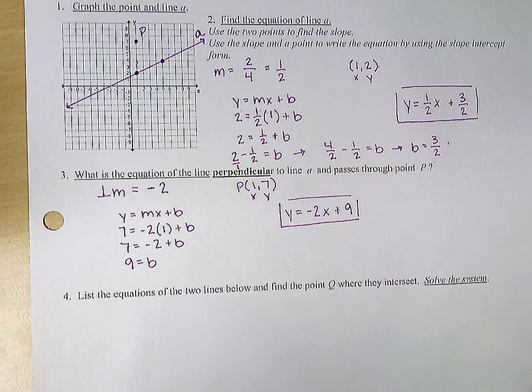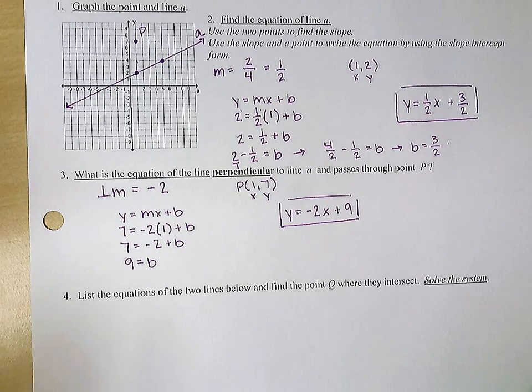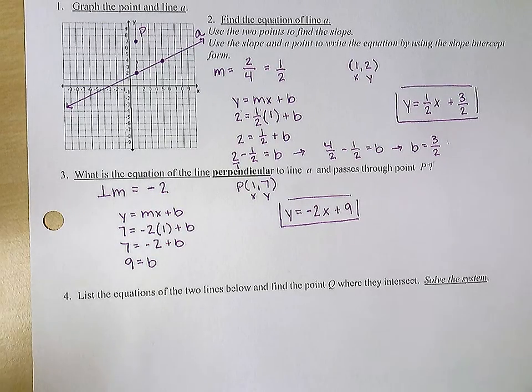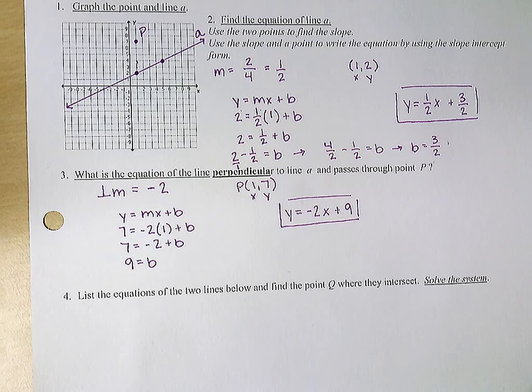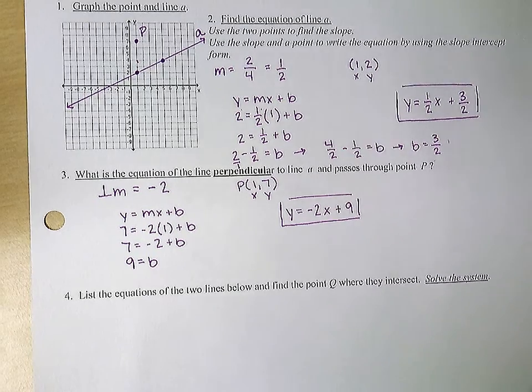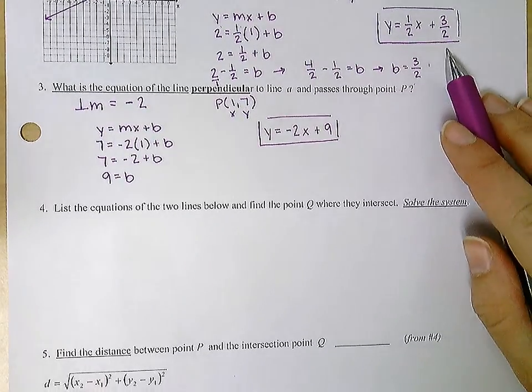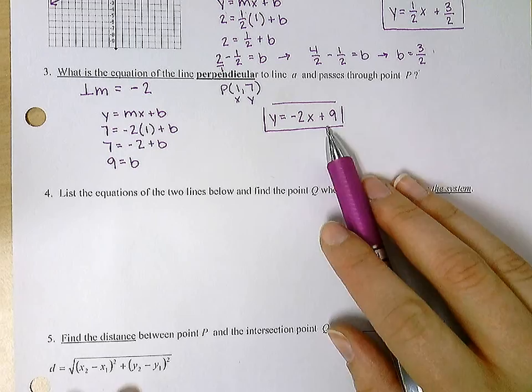Okay, so we had to find that because we're trying to find the shortest distance between point P and line A, and that is your perpendicular distance. Now I need to see where that line that goes through point P intersects line A. To find that intersection, again, you have to solve that system of equations like we did yesterday. So I need my two equations for line A and for my perpendicular line.